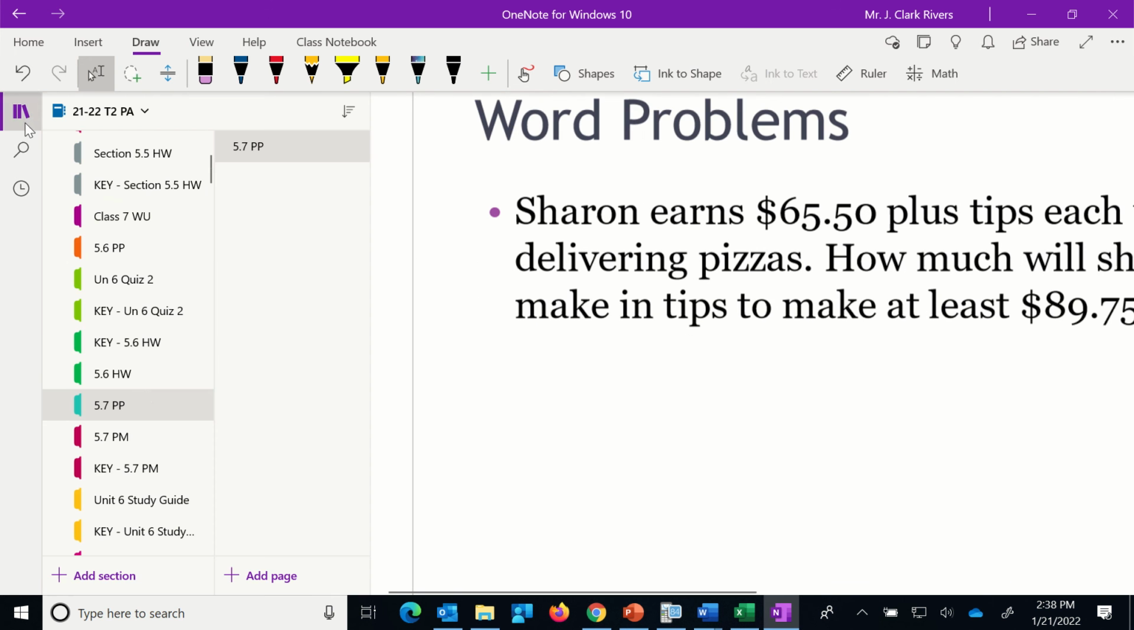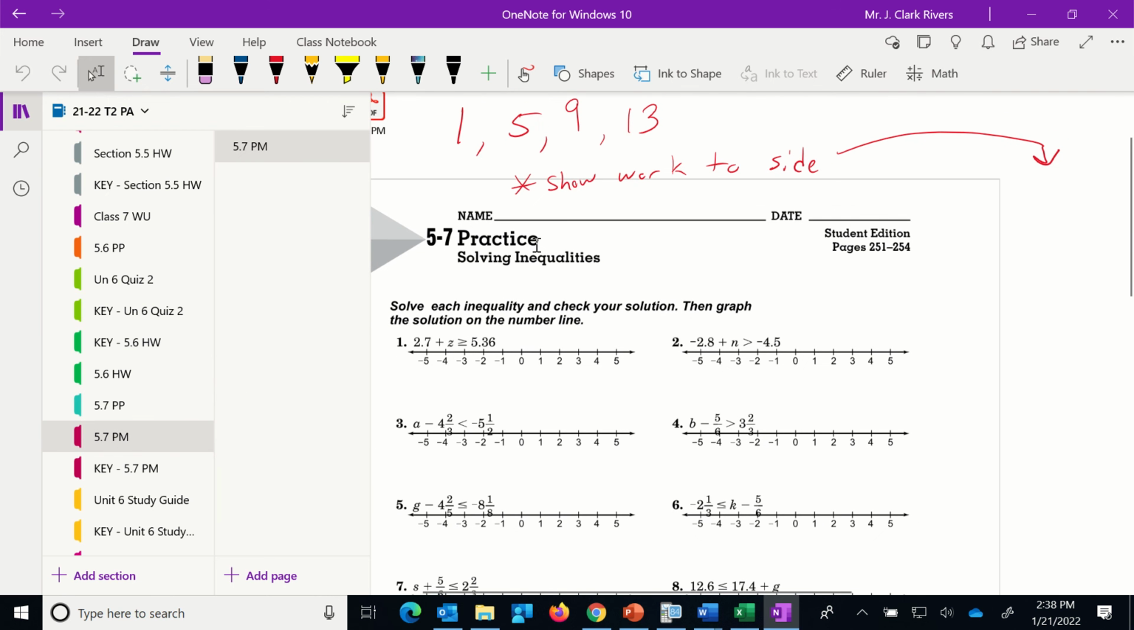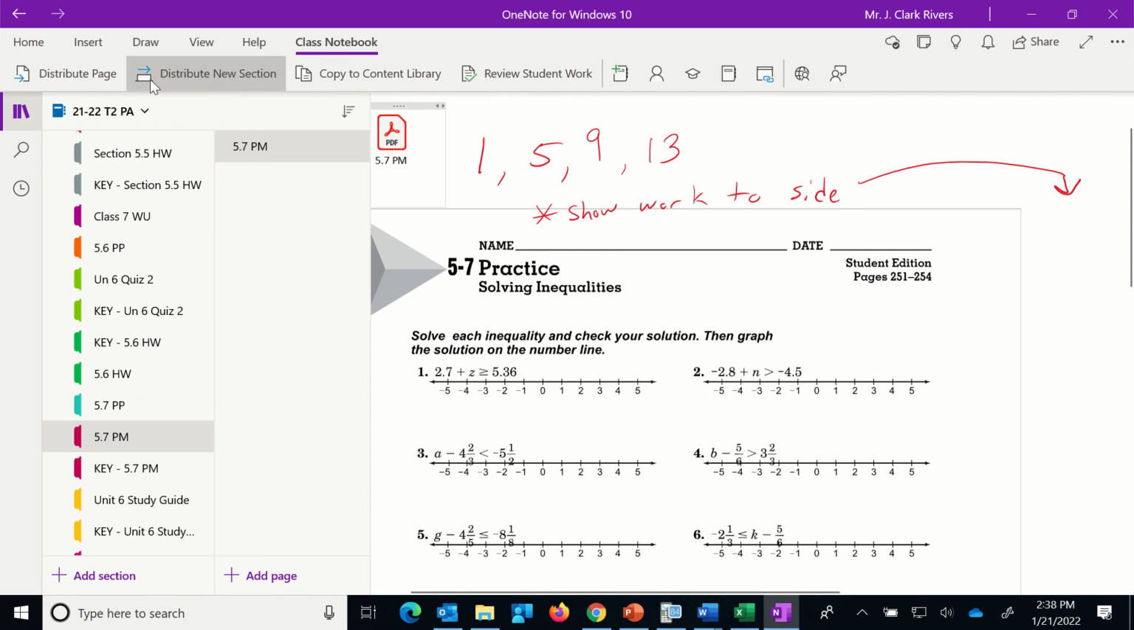Your homework tonight is going to be on this practice master sheet. I'm going to send this to you. It's only 4 problems. That's it. Make sure you share your work off to the side.